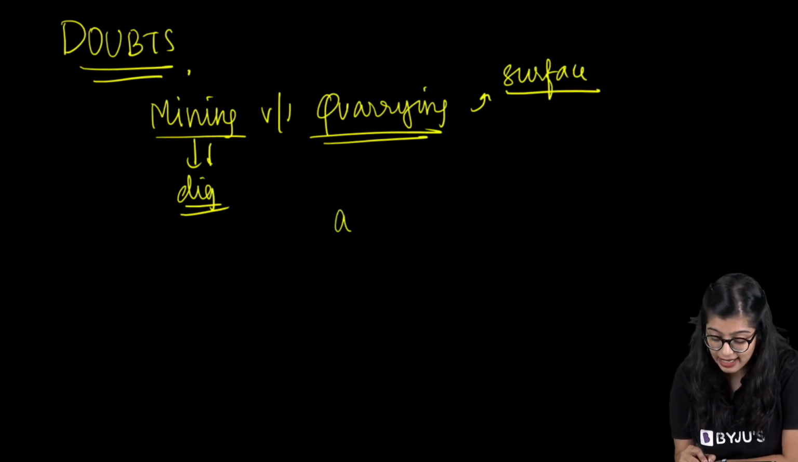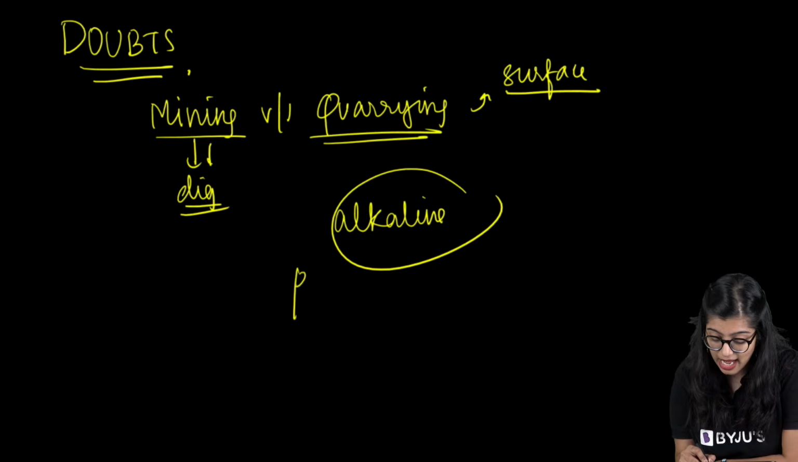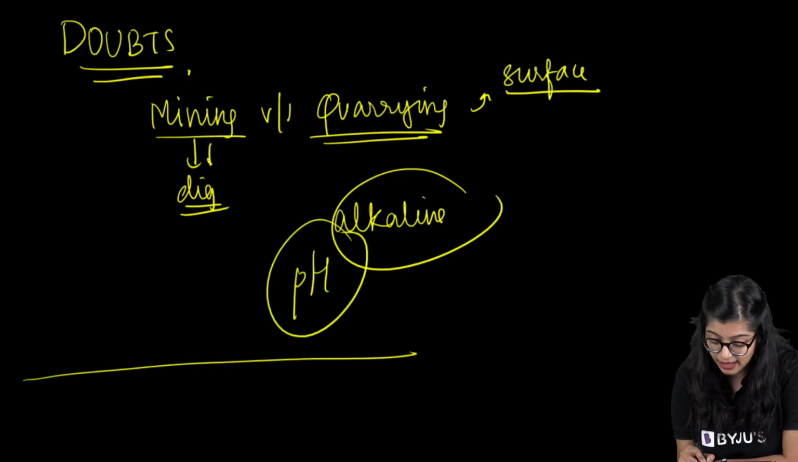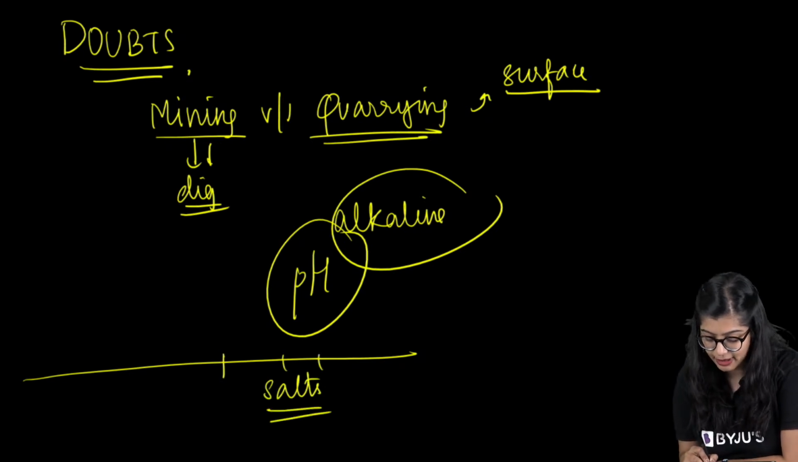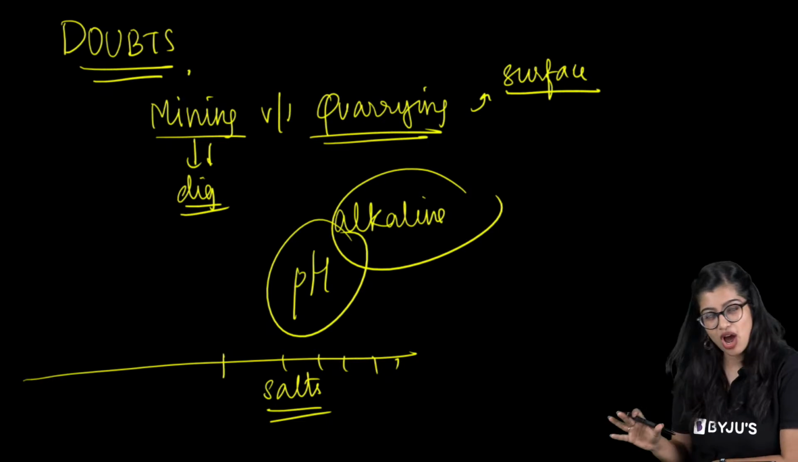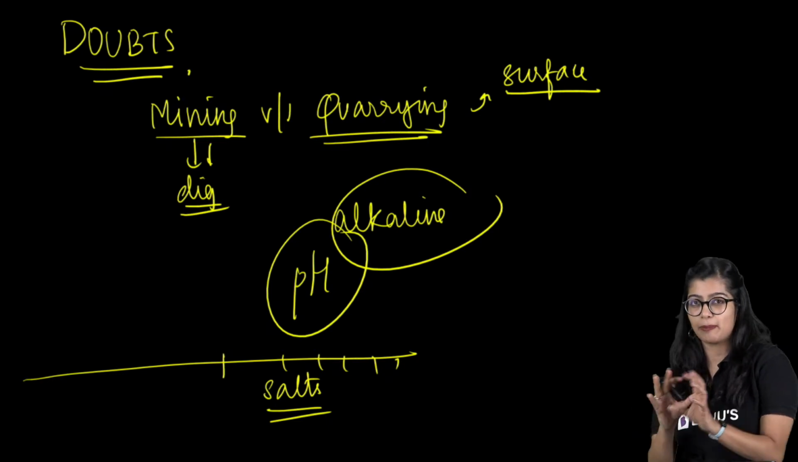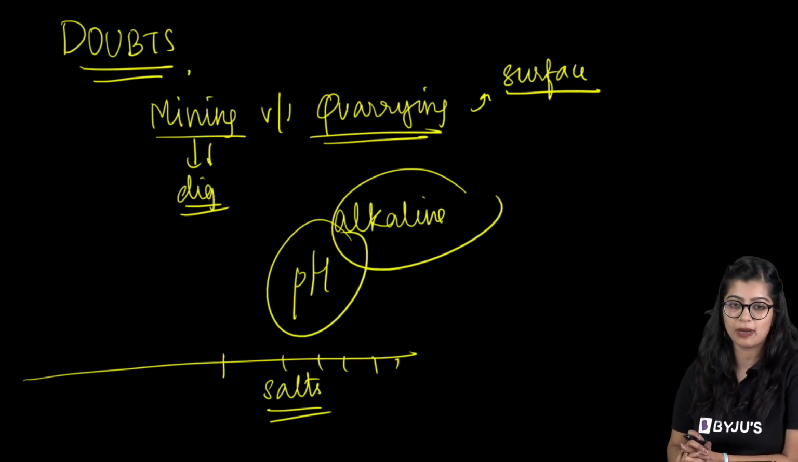What is alkaline? Now if the soil has more salts in it, it becomes more alkaline, and this is not very ideal. This kind of pH is not ideal for the growth of plants.